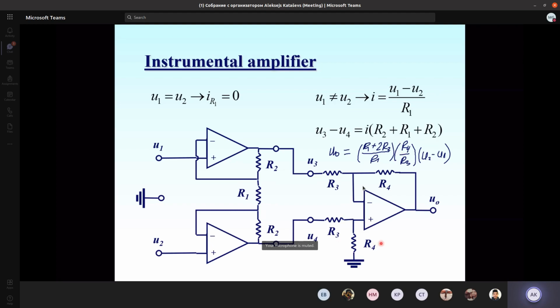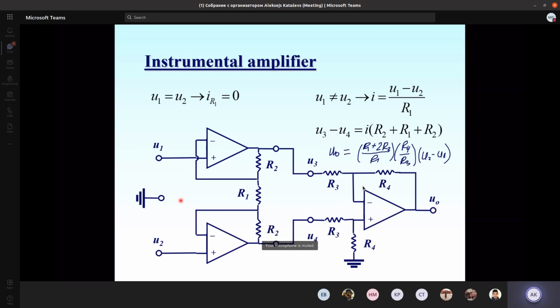So how is the tuning done? We connect together both inputs, U2 and U1. We add some voltage here, and then we try to adjust the value of R4 to get the output voltage as close to zero as possible. It should be very close to zero, and it means that this amplifier doesn't amplify the common mode.